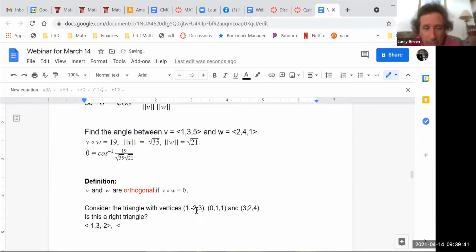Let's get the next one. How about the first point and the third point? 3 minus 1 is 2. 2 minus -2 is 4. 4 minus 3 is 1. And let's get the third one, which is the second point and third point connected. So 3 minus 0 is 3. And 2 minus 1 is 1. And 4 minus 1 is 3.